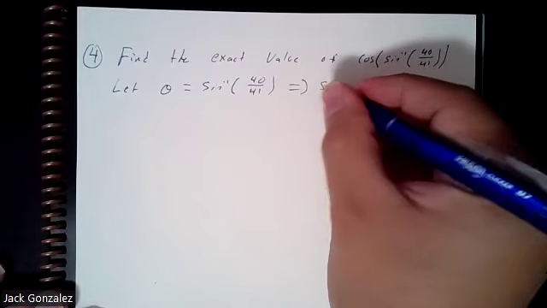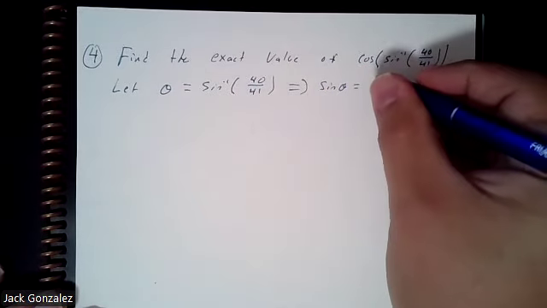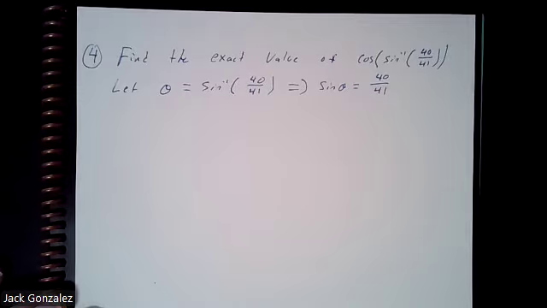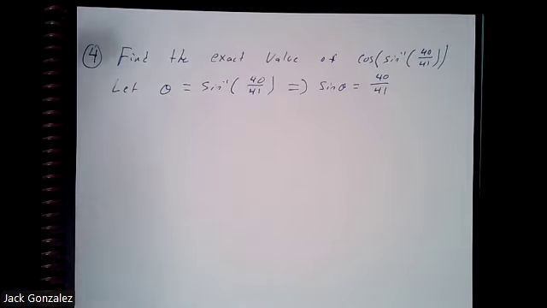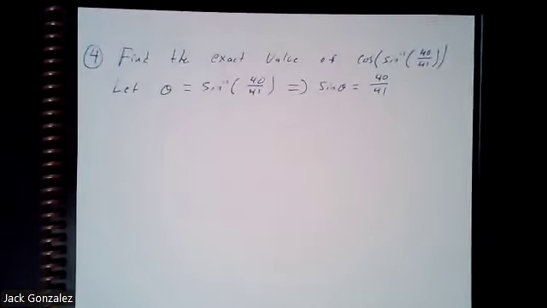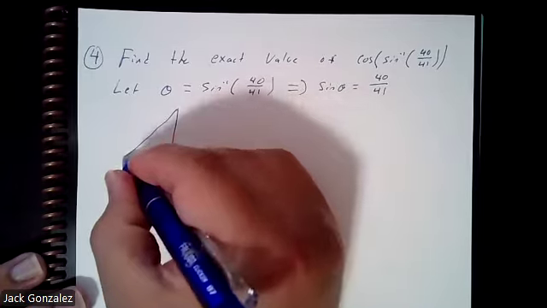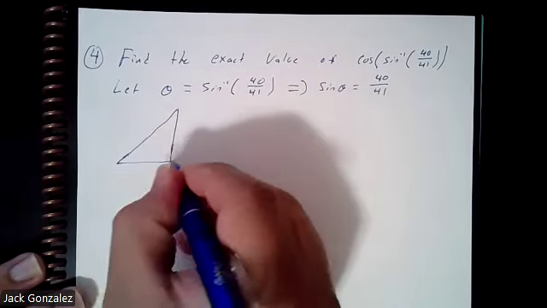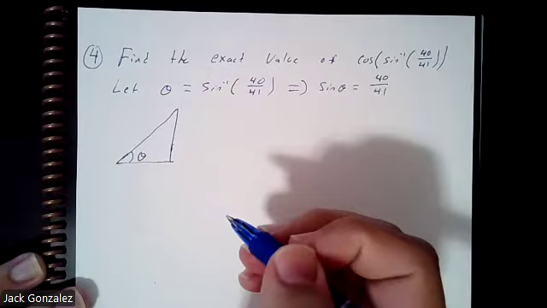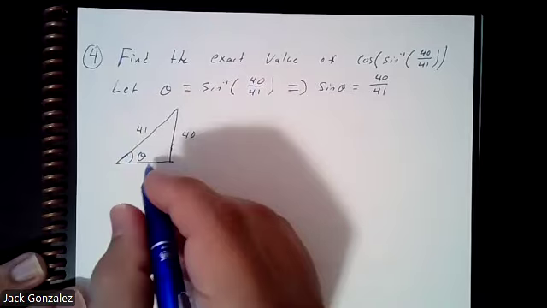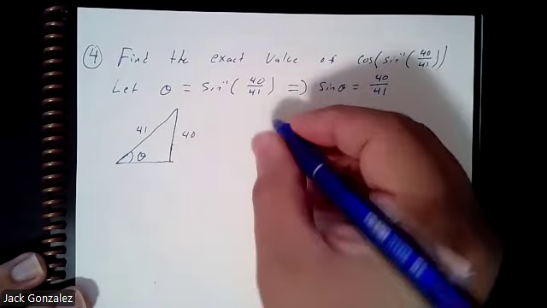Sine theta equals 40 over 41. You can either think of it as taking sine of both sides or applying the definition. Okay. Alrighty. Now, using that information, build your triangle. So this will be opposite over hypotenuse. You got to find this missing side. So do your Pythagorean theorem.